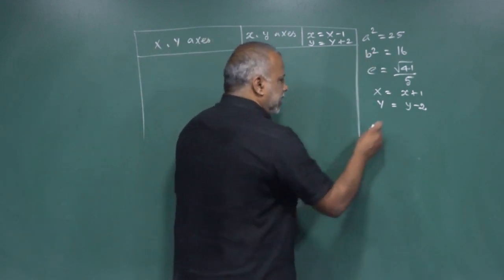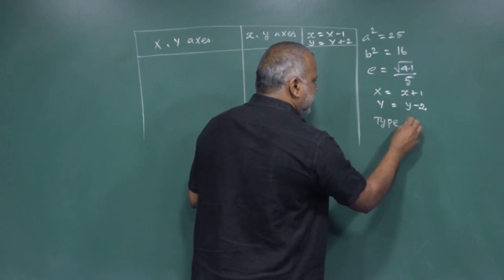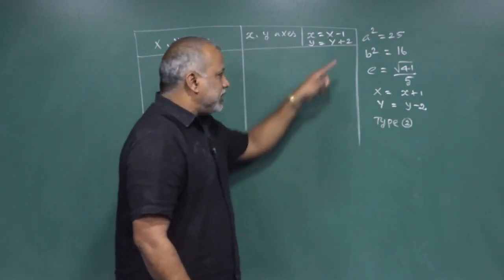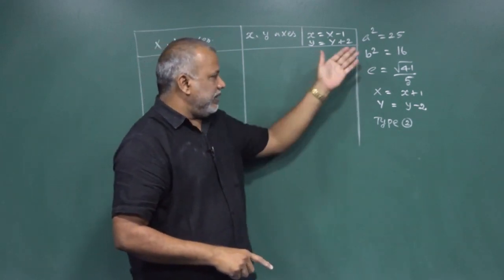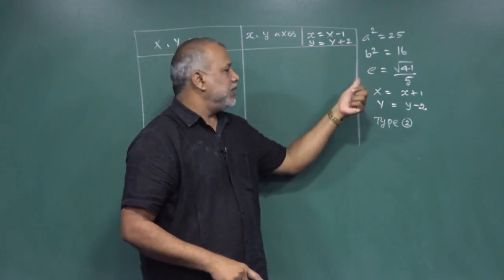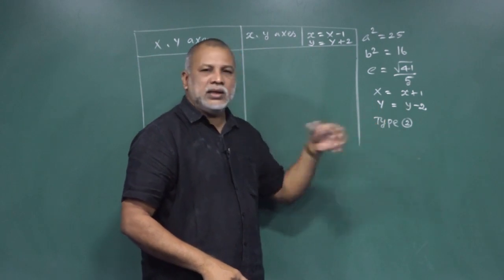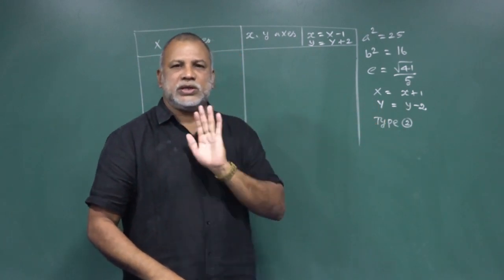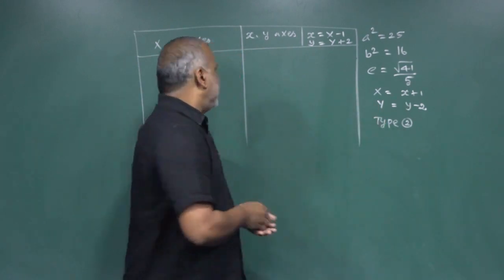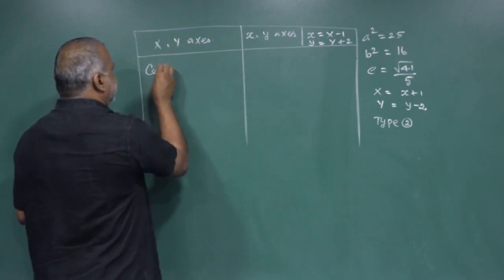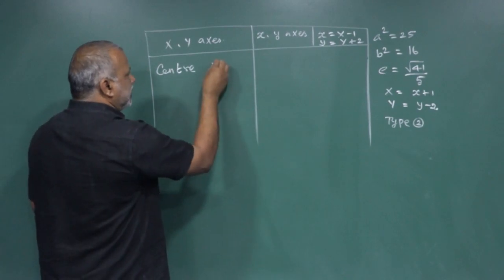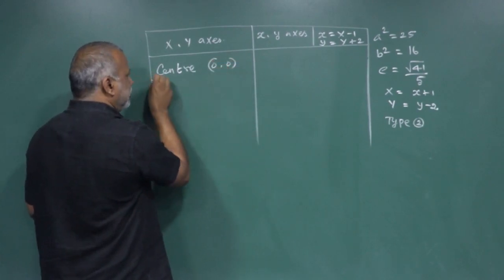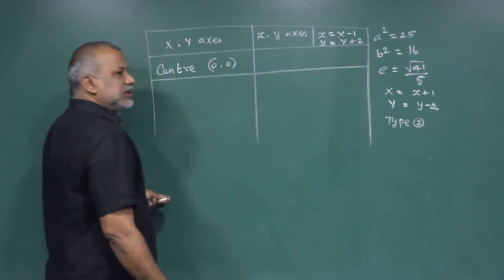So we already discussed that the given question belongs to type 2. First you have to find the fundamentals. We need a squared, b squared, e, then capital X, capital Y, and which type the given hyperbola belongs to. Here it belongs to type 2. Now the first result is the center. We need to find the center. What is the value of the center? (0, 0). (0, 0) is the center.